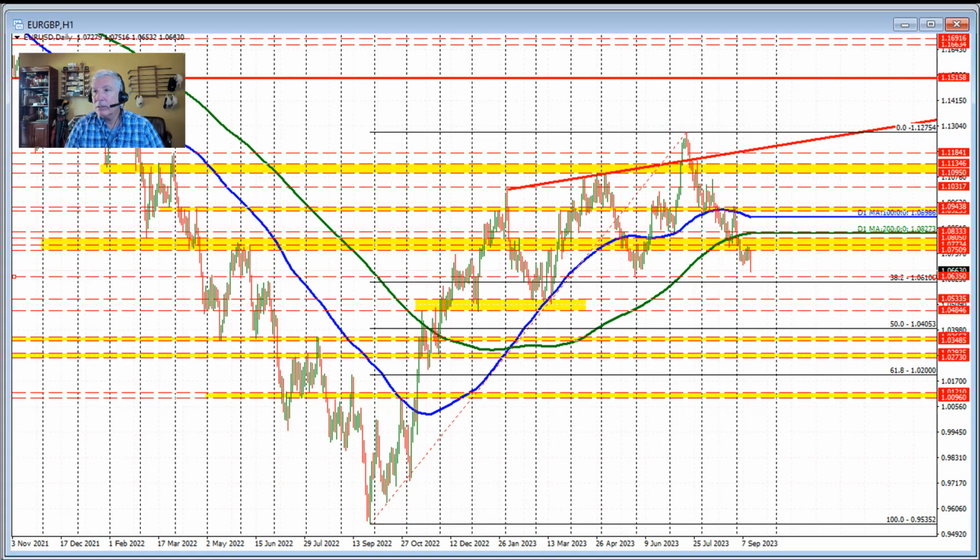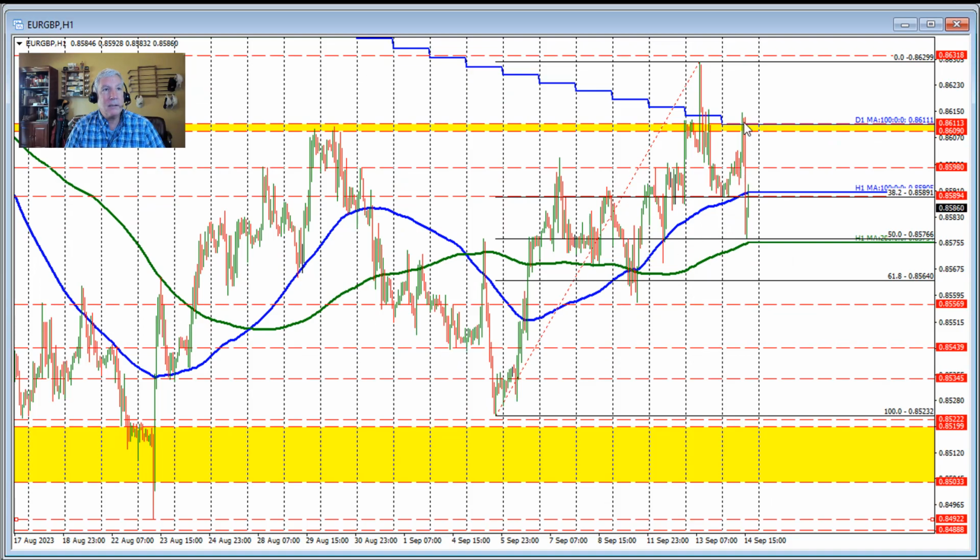I'll start with the euro versus sterling. As you can see, this currency pair moved back above the 100-day moving average prior to the ECB rate decision, and since that time we saw a rotation to the downside that took the price below the 100-hour moving average at 0.85905, and on down to the 50% retracement of the move up from the September low to the September high. That 50% retracement came in at 0.8576, and the 200-hour moving average, the green line in this chart, was just below that level. So there was a double reason why the price should find support at this area, and indeed it did.